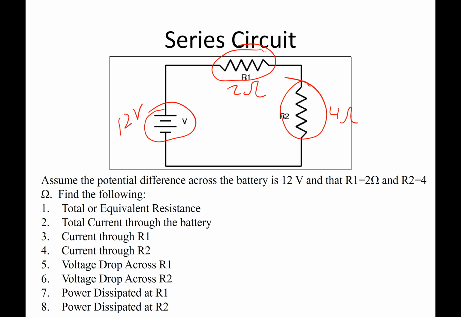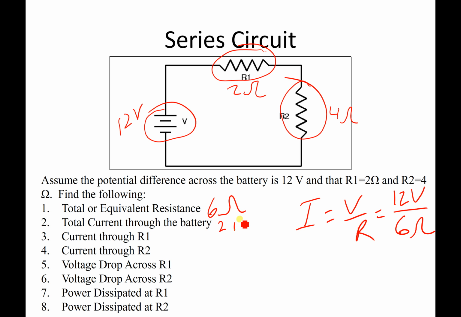The first thing it asks us to find is the total or the equivalent resistance. Remember that in a series circuit, to find that, you simply add up the resistance of each resistor. So 2 plus 4. So we have a total resistance of 6 ohms. To find the total current in the battery, we're going to use Ohm's law. Ohm's law is I equals V over R. So we're going to take the battery voltage, the source potential difference, 12 volts. We're going to divide that by the equivalent resistance of 6 ohms. And we're going to end up with a total current of 2 amps.